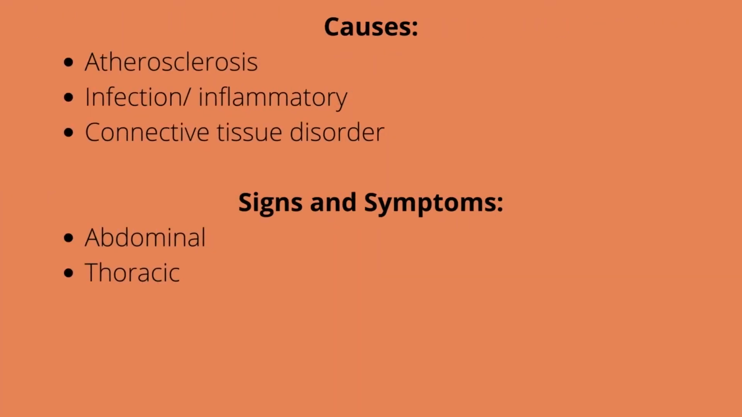So what are the causes? Atherosclerosis is the most common cause for this, as well as infection, inflammation disorders, and connective tissue disorders. Some signs and symptoms for this: with our abdominal, we'll notice pain, which will be persistent or intermittent, low back pain, flank pain, as well as a pulsation. You will palpate an abdominal mass. With our thoracic, we'll notice pain, dyspnea, hoarseness, cough, as well as dysphagia.